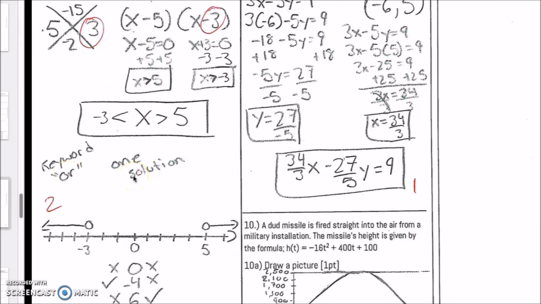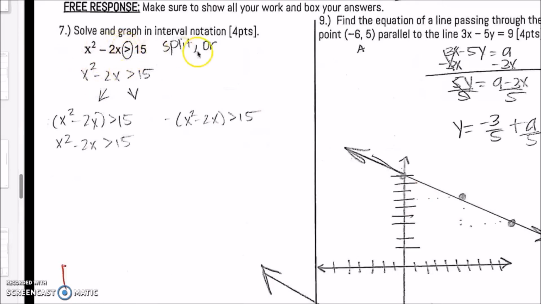So they knew not one solution, and then they were starting to do test points, so that was a good thing. So this person knew split up, but I think the big idea, they didn't know that anything to the power of 2 is called a quadratic, and then you can solve your quadratics by quadratic formula, factoring, completing the square, graphing it, or square root method.